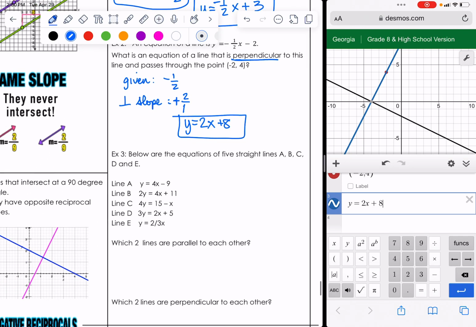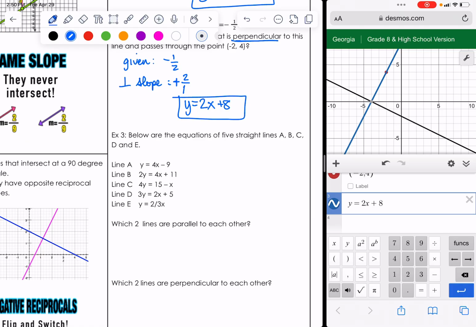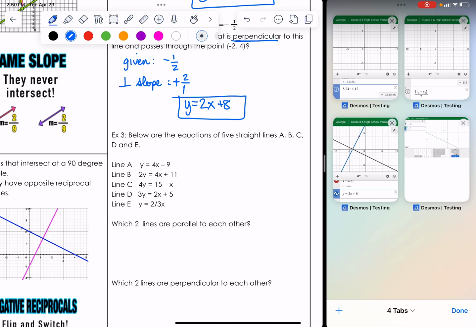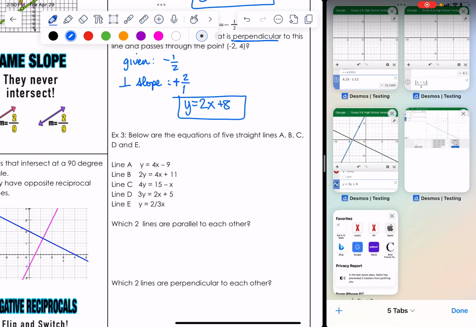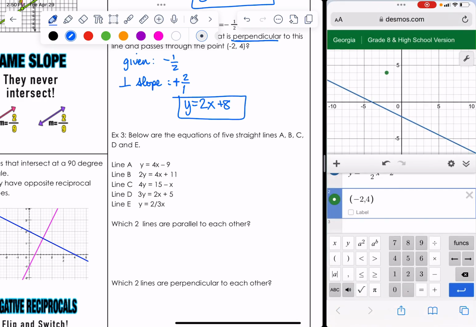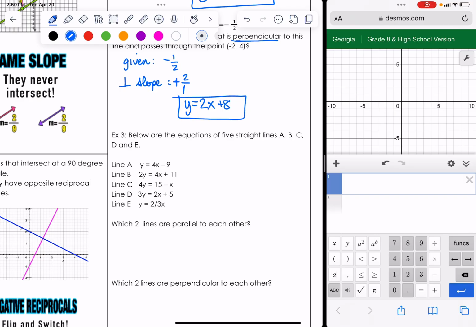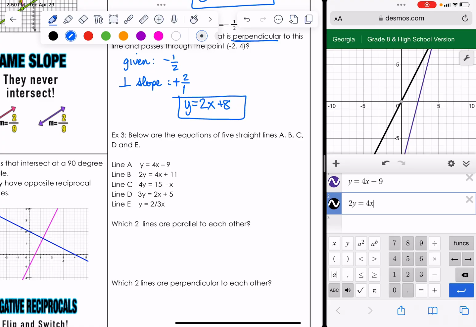Moving along, it says, below are equations of 5 straight lines, A, B, C, D, and E. Which 2 lines are parallel to one another? So what we need to do is type all of those into Desmos, and I just closed the tab where I had already typed them all in. So let's just go ahead and type them all in here. Let's clear that out, and we have y equals 4x minus 9, and 2y equals 4x plus 11. Those two are not parallel to one another.